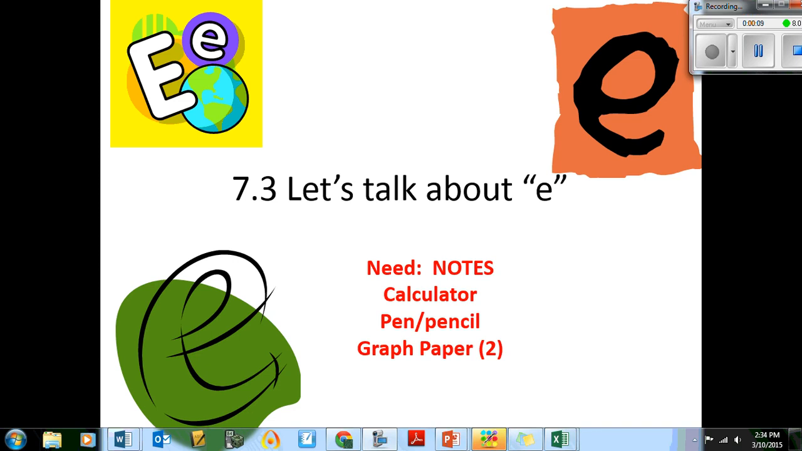So you're going to need your notes, a calculator, a pen or a pencil, and a couple pieces of graph paper. If you don't have graph paper, you can go to my website, and on the left-hand side under graph paper, you can click and download and print off as many pieces of graph paper as you need. All right, so let's go ahead and talk about E.